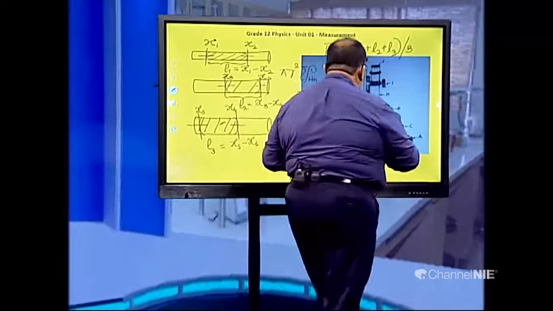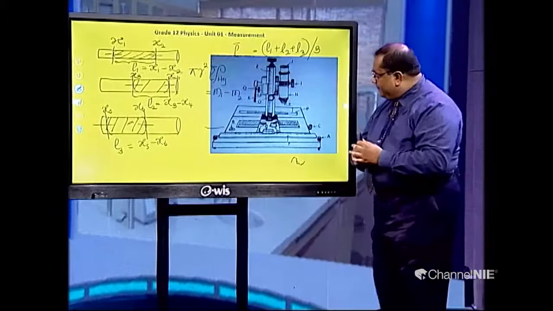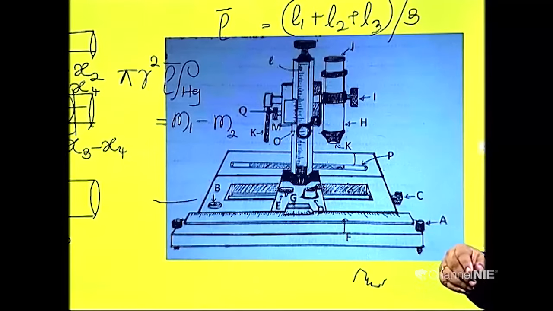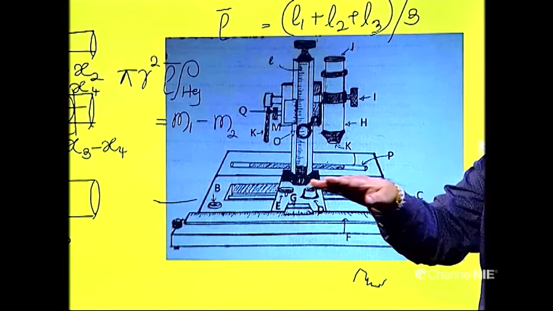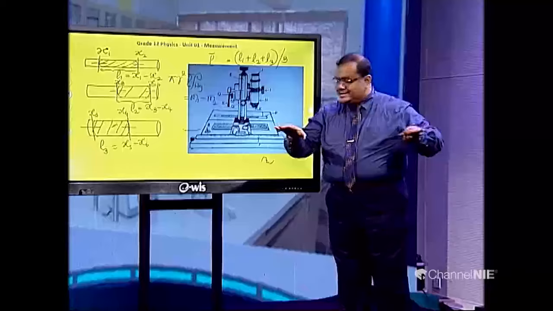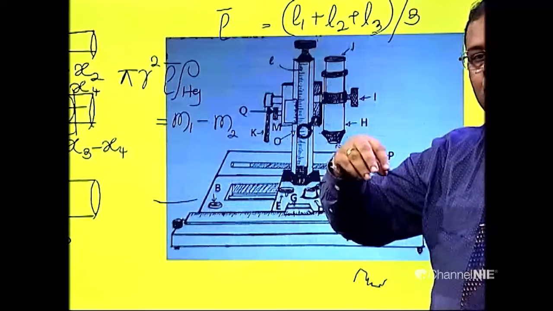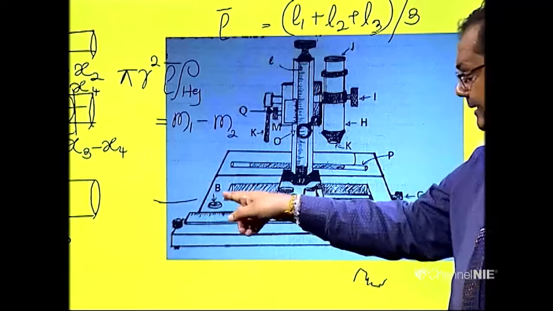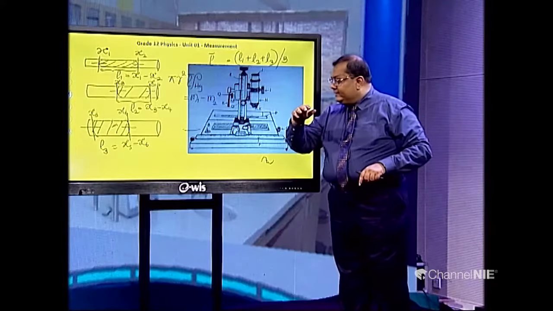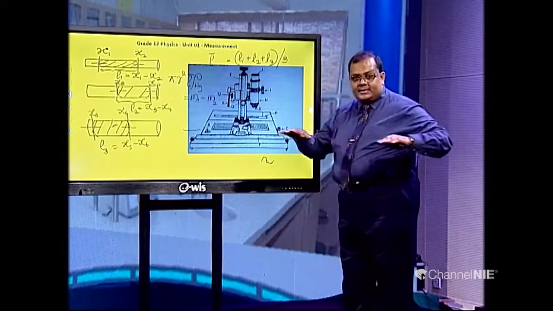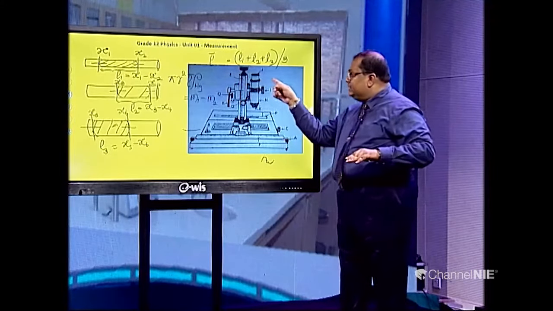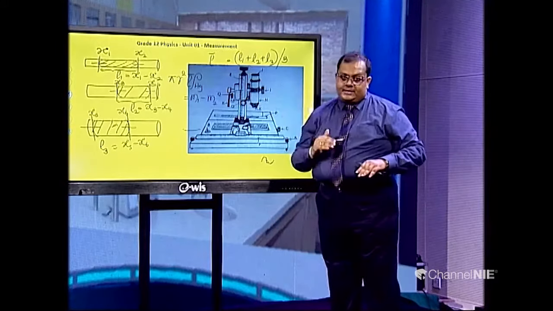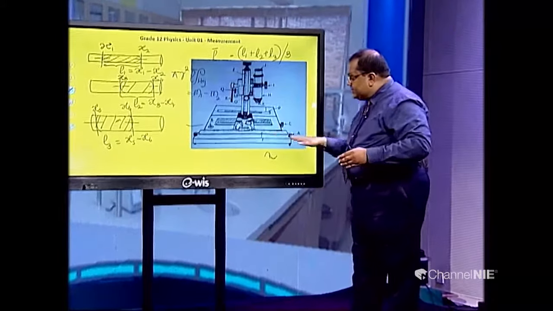What are the parts here? Leveling screws. Why are we using leveling screws? To make this exactly horizontal. How do you make it exactly horizontal? We can rotate only two screws. Rotate these two until the air bubble in the spirit level comes to the midpoint. Then it is horizontal. If it is not exactly horizontal, this microscope can't move exactly vertically and horizontally, so this should be made horizontal first.